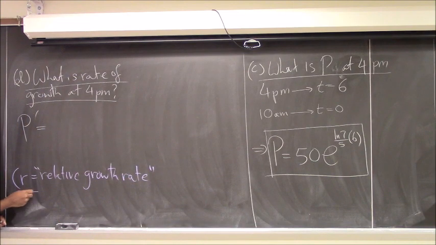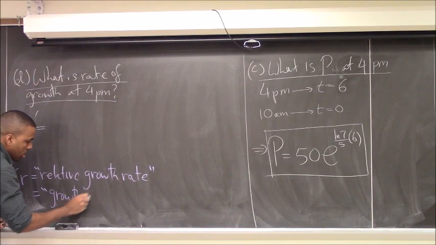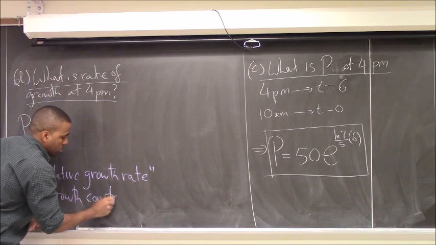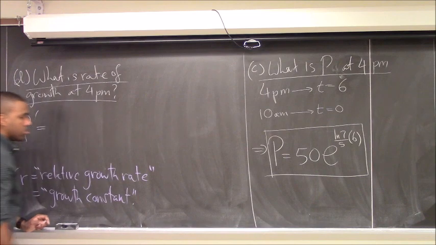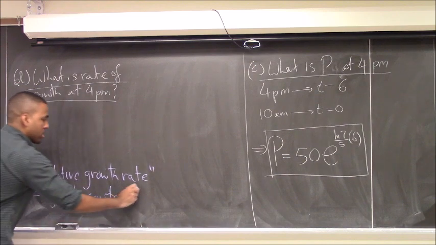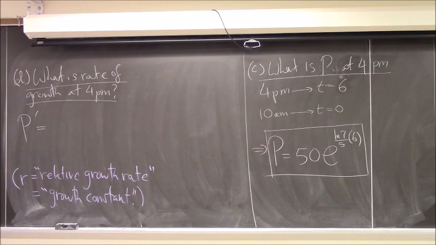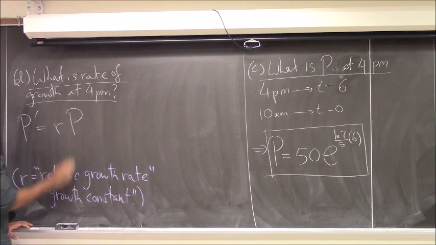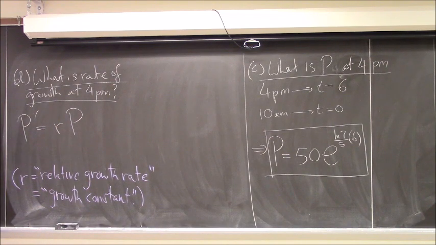Another common phrase to describe little r is the growth constant. Pretty much in every other case, there is P prime. It's a very specialized phrasing for the little r, because it's the growth that's governing in general, whereas rate of growth depends on what point in time you are. So we're using P prime equals rP, and we care about being at 4.